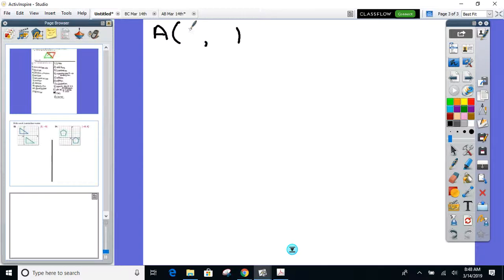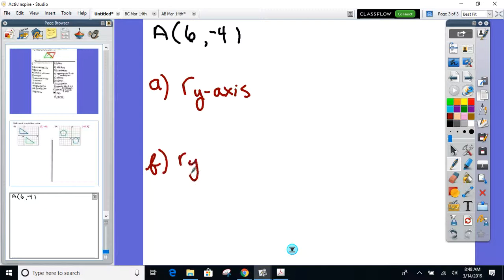All right, here we go, everybody. 6, -4. Here's what I would like you to do to that coordinate every time. Ready? I'd like you to do this first. Tell me what A prime is. Always go back to the original and perform this. I want to see what these new coordinates are. And then do this.